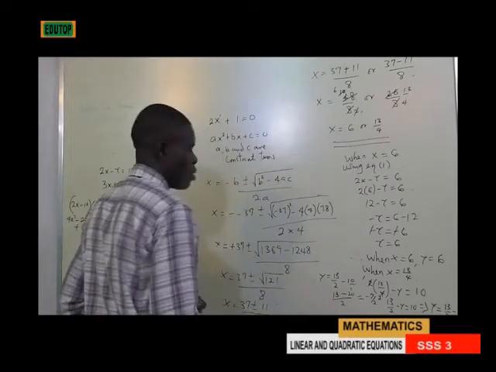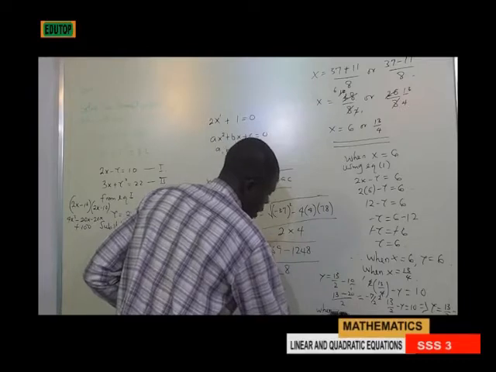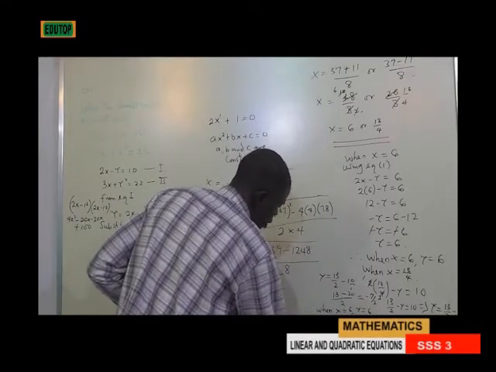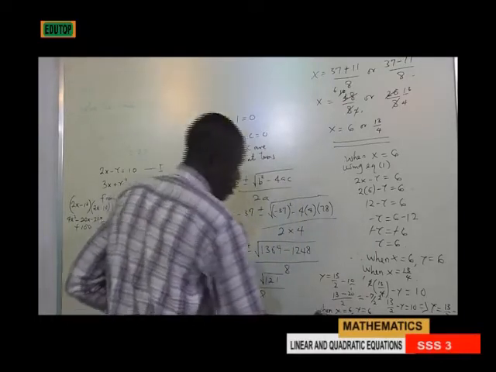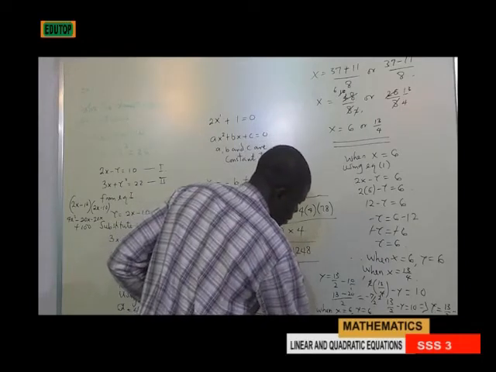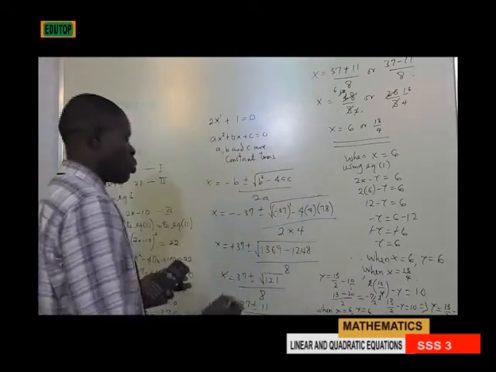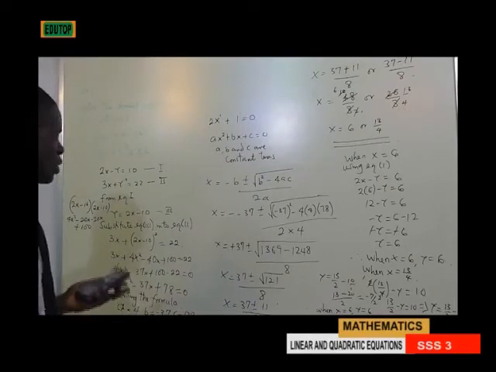Therefore, when x is equal to 6, y equals 6, then when x equals 13 over 4, my y is equal to minus 7 over 2. And these are the solutions to the example 1 question.